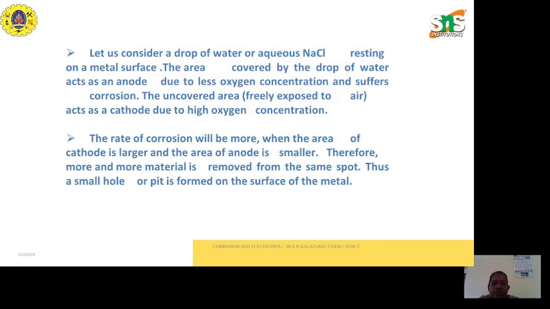Let us consider a drop of water or aqueous sodium chloride resting on a metal surface. The area covered by the drop of water acts as an anode because it is the less aerated part. So automatically corrosion occurs. The uncovered area, that means freely exposed to air, acts as a cathode due to high oxygen concentration. The rate of corrosion will be more when the area of cathode is larger and the area of anode is smaller. Therefore, more and more material is removed from the same spot. Thus, a small hole or pit is formed on the surface of the metal.